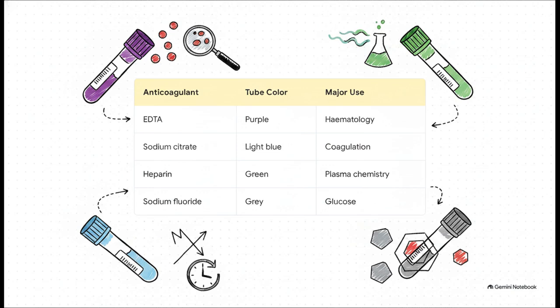This perfectly preserves blood cell morphology for hematology tests. Then you've got the light blue tube with sodium citrate. That one also binds calcium, but it does it reversibly, making it the standard for coagulation tests.